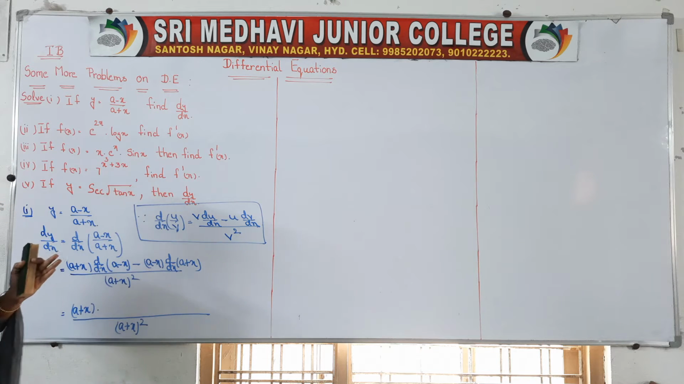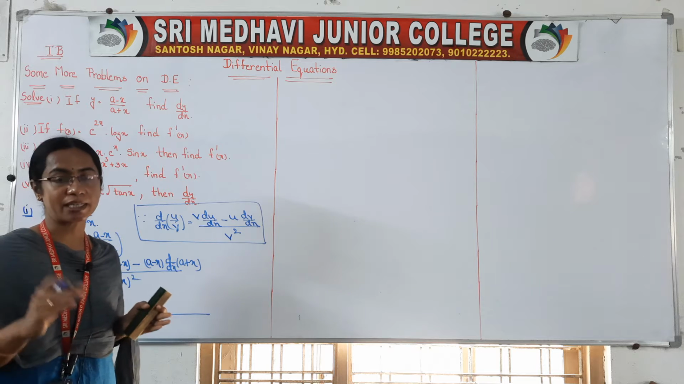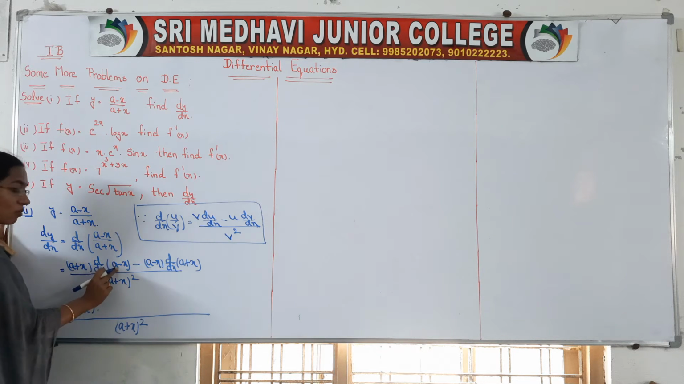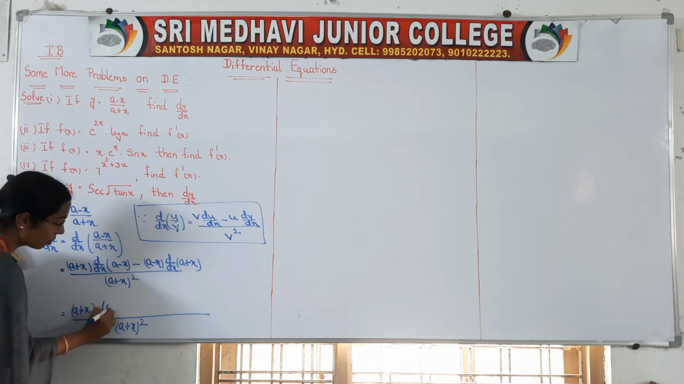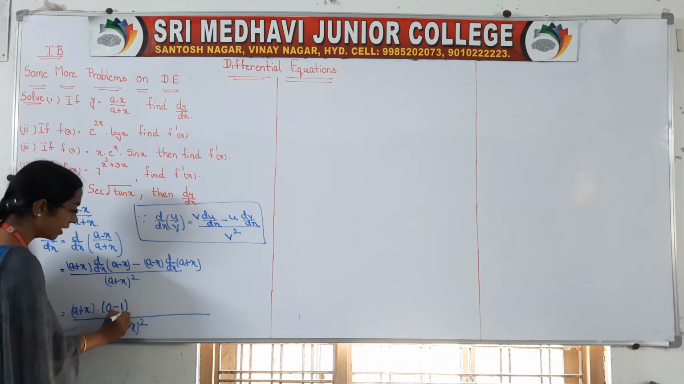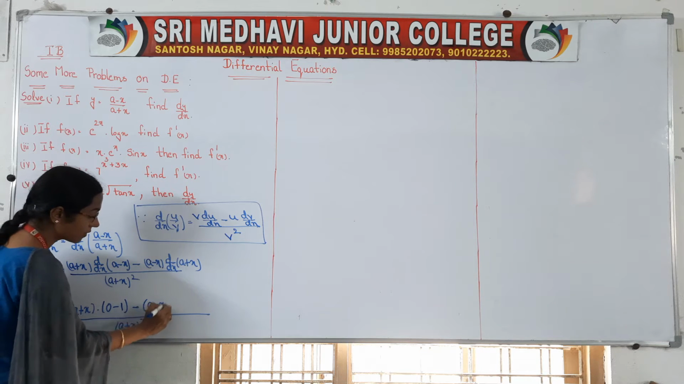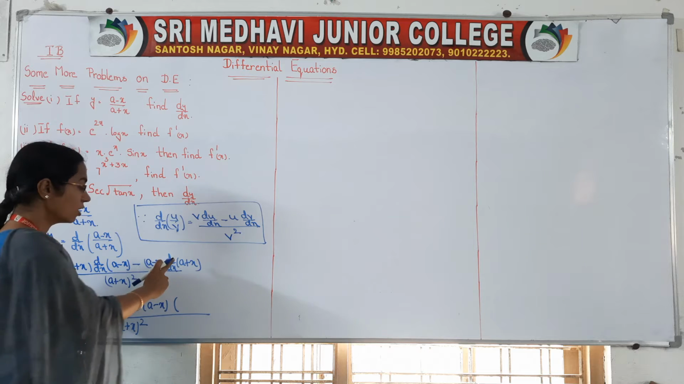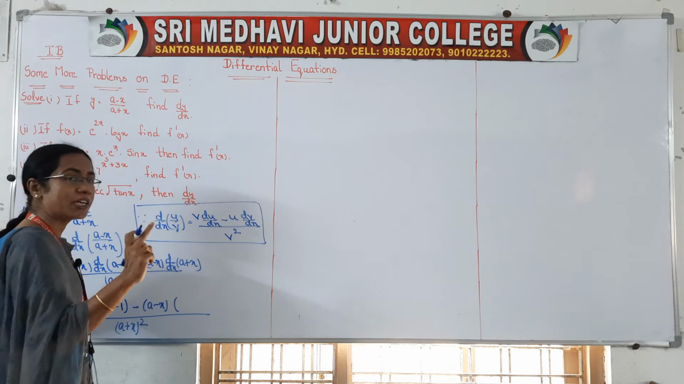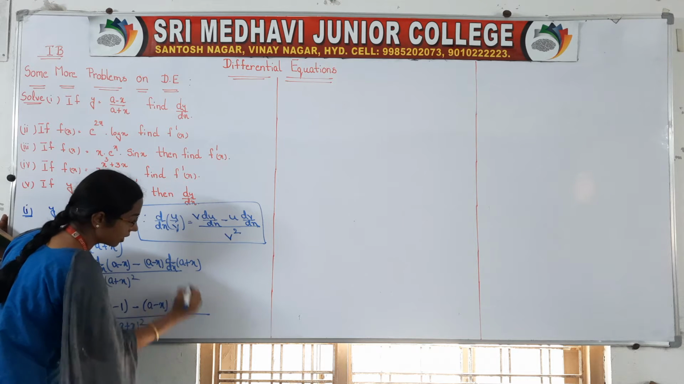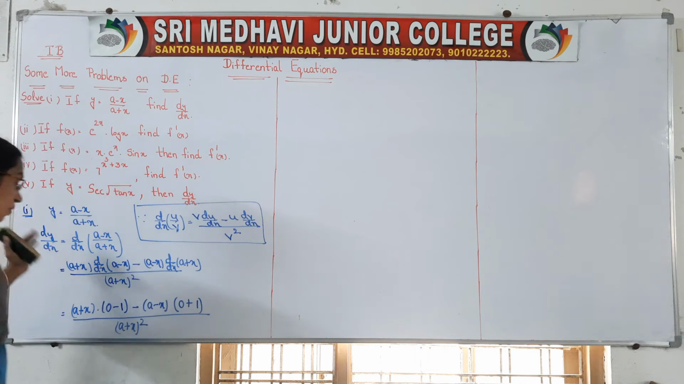Whenever inside the derivative we have plus or minus signs, we have to take separate derivatives. So d by dx of a constant is 0, minus d by dx of x is 1, minus (a minus x) into d by dx of (a plus x). So d by dx of a is 0 plus d by dx of x is 1.